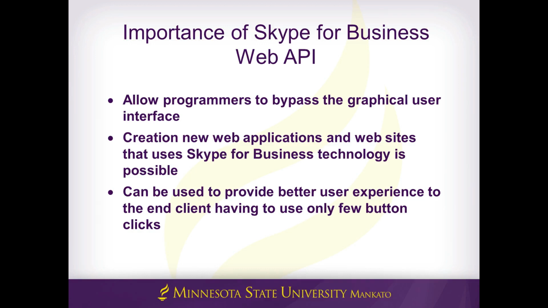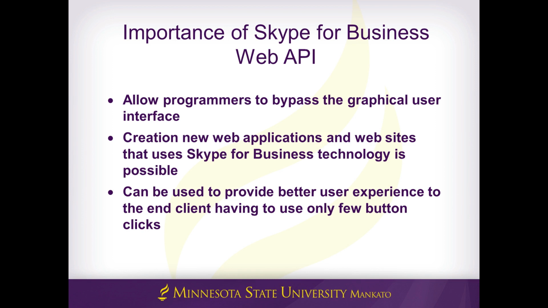The Skype for Business web API is important in promoting productivity for many reasons. The web API allows programmers to bypass the graphical user interface and have different applications directly interact with the Skype for Business application. Creation of new web applications and websites that use Skype for Business technology is possible because of the web API. The API can be used to provide a better user experience to the end client, requiring only a few button clicks when using the software.